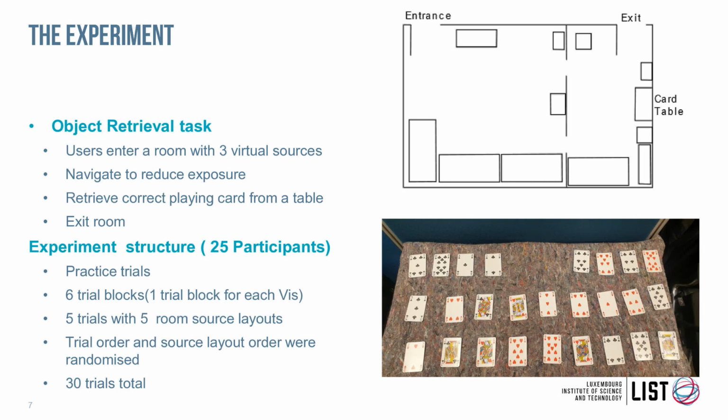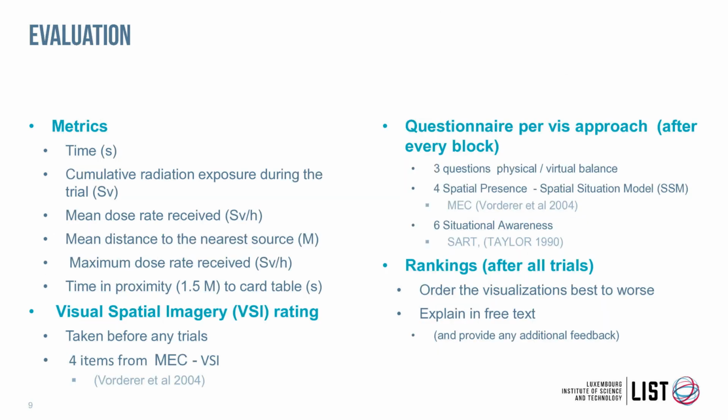This was done for 5 different layouts of 3 virtual radiation sources, for each of the visualizations, with each visualization being presented in a separate block. Each participant performed 30 trials, in addition to some training tasks. Virtual radiation source layout and visualization block order were randomized. For each trial, the time elapsed in seconds and the user position was recorded.